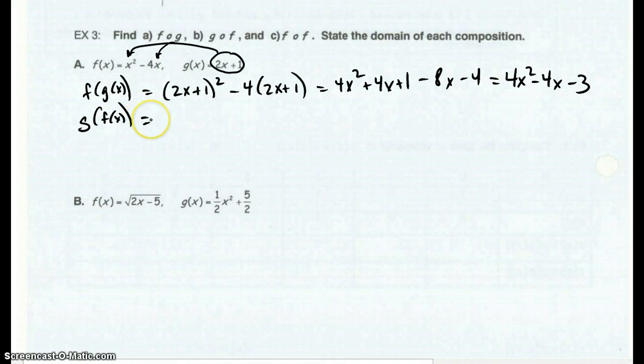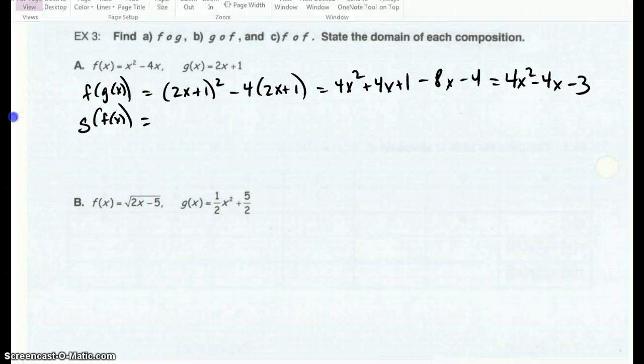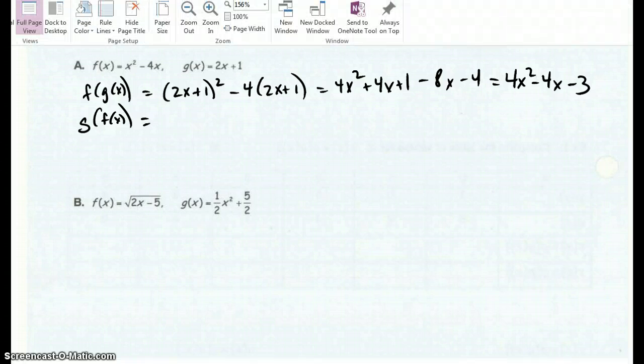All right, now we're going to find g of f, which means f, whoops, no, come on, give me my pen back. Give me my pen back. Oh, blast. Got to find a pen.